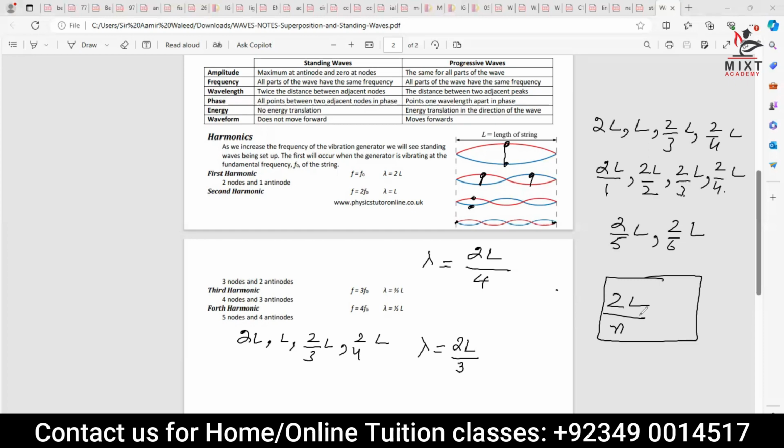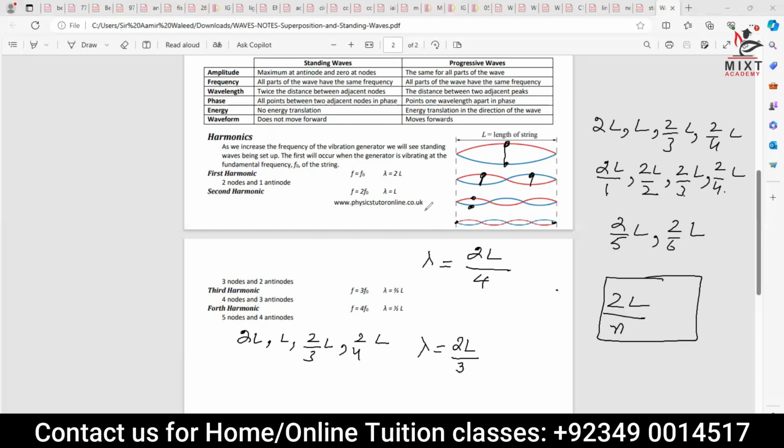They may ask you a question: how many nodes are there, how many antinodes are there, or they may ask you the distance. How will you find the distance between two consecutive nodes if there are, let's suppose, 12 harmonics? It will be length upon 12, simple, not 2L, because it will be just the length divided by the total number, because we are finding the loops.